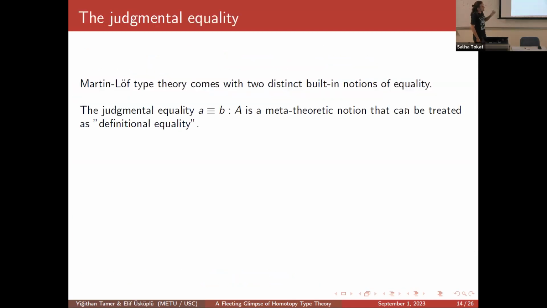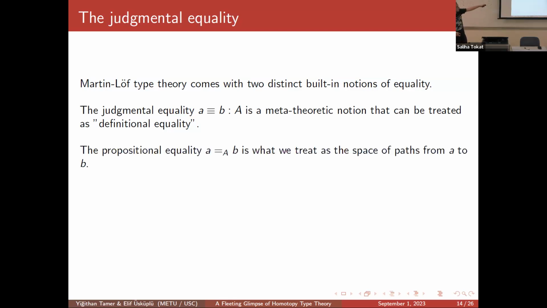And just a small note, in Martin-Löf type theory, there are two distinct built-in notions of equality, right? So we have what is called the judgmental equality. You may think of it as things that hold because of their definitions, things that are equal because of their definitions. So it's sort of meta-theoretic. It's not the same equality that we saw before. The equality we saw a minute ago was the propositional equality. So that's the space of paths.